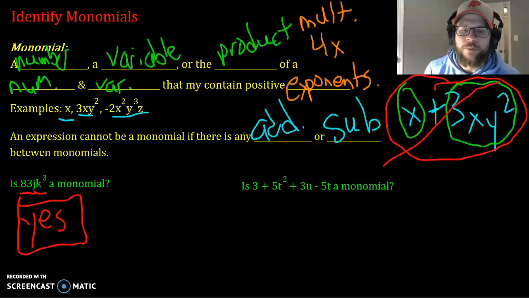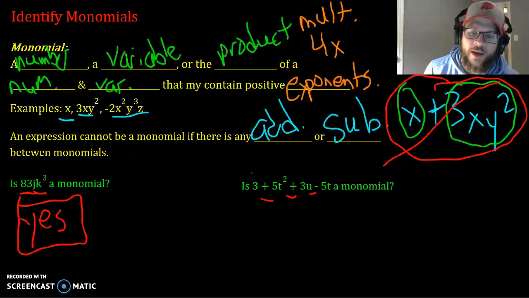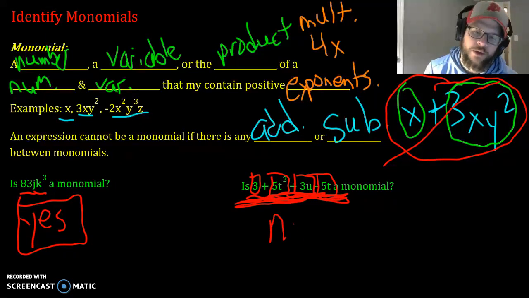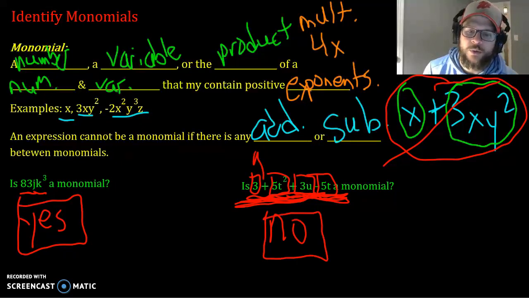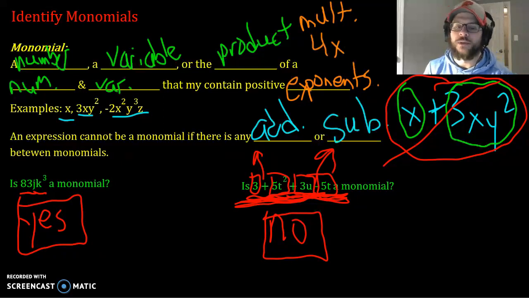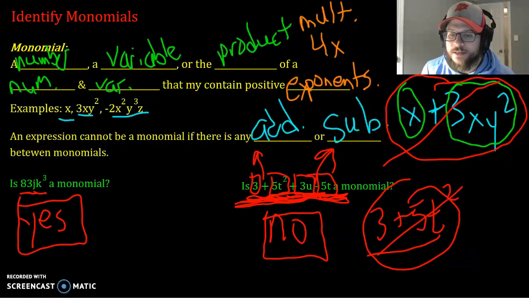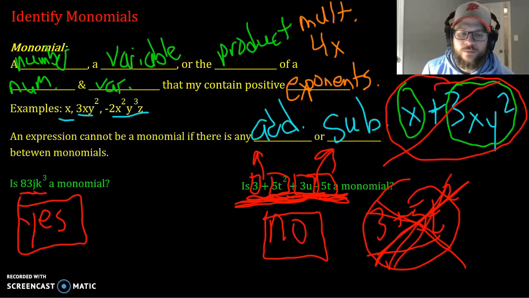Now into the second one, 3 plus 5t squared plus 3u minus 5t. Now what you notice right here is that there are 3 different addition or subtraction symbols. So you have different monomials within this expression. In fact, you have 4 monomials, but the entire thing is what is being asked of you. Is this entire expression a monomial? And no, it is not, because you have addition and you have subtraction. Even if you only had 1, let's say it was just 3 plus 5t squared. Even that entire thing is still not a monomial. We'll get into what that's called later again. Mono just means 1. You have one of those terms, one of those things, that is add or subtract.